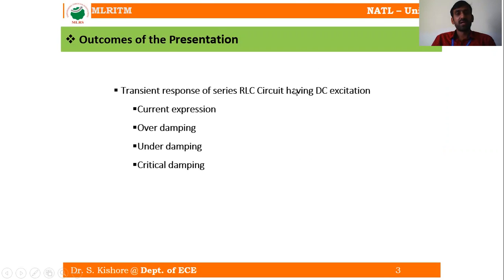Transient response of series RLC circuit having DC excitation. So by the end of this lecture, you are going to derive the expression for the current for the transient response of RLC circuit, and you are going to estimate the damping conditions, that is the overdamping conditions, underdamping conditions and the critical damping conditions.